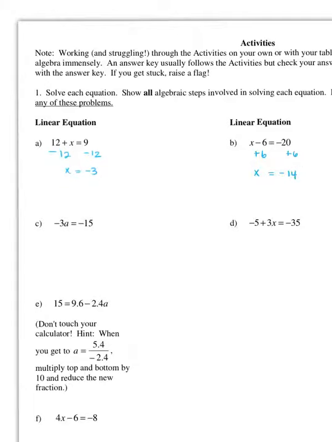The next equation, we have negative 3 times a, and so we'll divide both sides of the equation by negative 3, leaving us with a equals a positive 5. In D, we are first going to add 5 to both sides, and then we'll have 3x equals negative 30. We'll now divide both sides by 3. You get x equals negative 10.